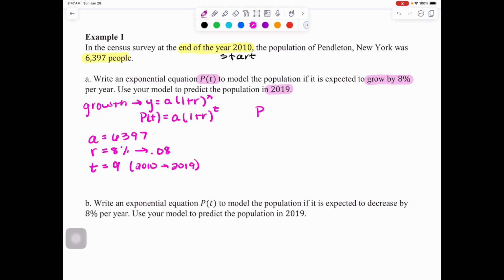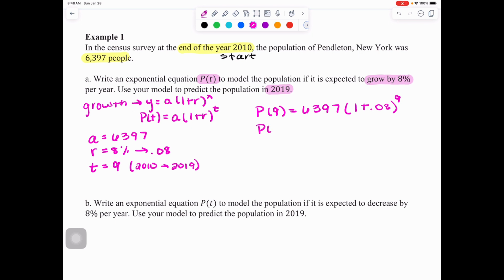So we'll have P of t, which is now P of 9, equals our a value was 6,397. Since it's growth, we're doing 1 plus the rate, so 1 plus 0.08. And then we're going to raise that to the 9th power. 9 is going in for t. So you would go to your calculator and type this in exactly as you see it, making sure you do the 1 plus 0.08 first, raise it to the 9th power, and then times it by 6,397. Again, I would write that in as a full expression on my calculator, parentheses included.